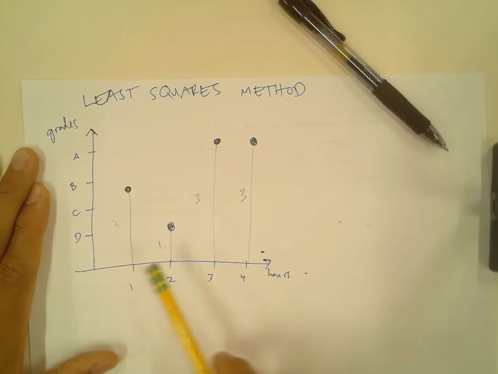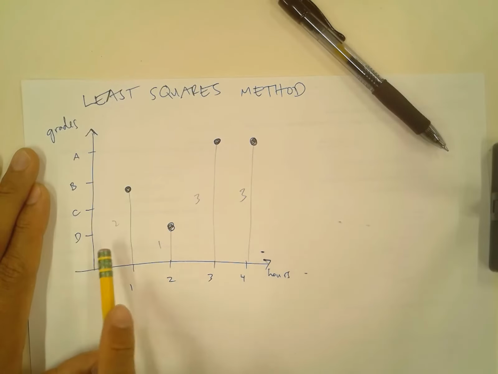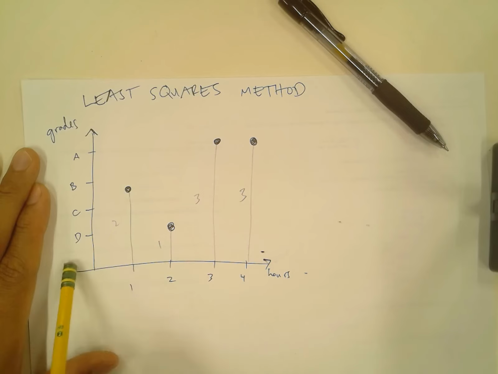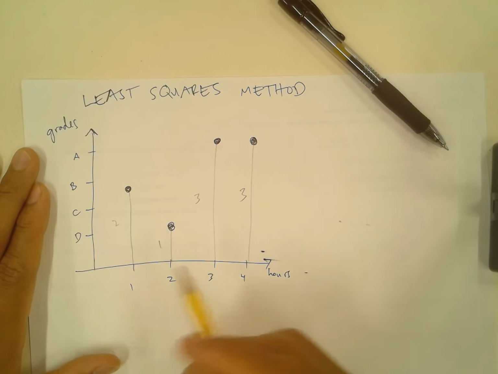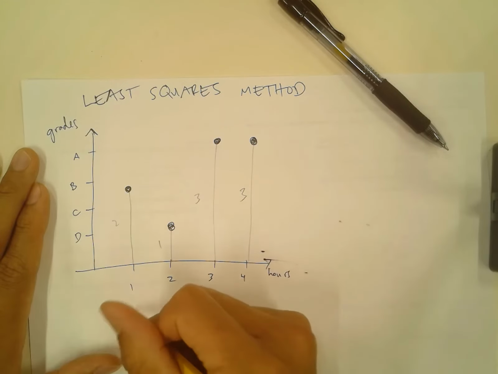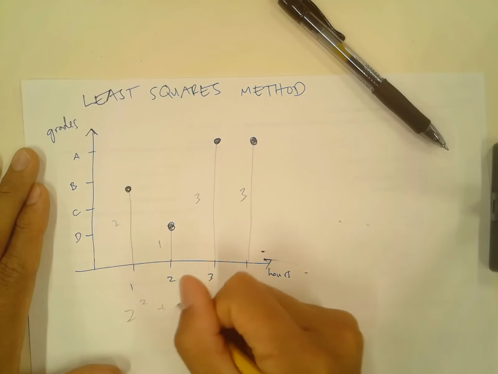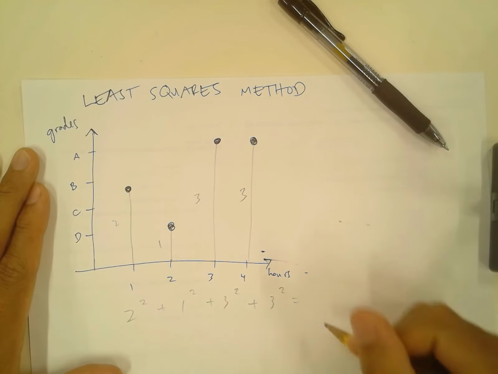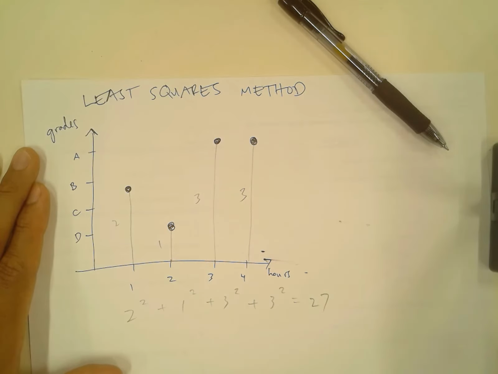Okay. So what is the least squares method? Well, it takes this amount of error from the point to the model, to the line that's a guess prediction to start out, and it squares all of them. So 2 squared plus 1 squared plus 3 squared plus 3 squared, and it adds them all up, and let's assume it's like 27. And that's the amount of error that we have.